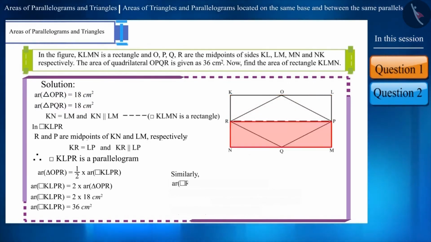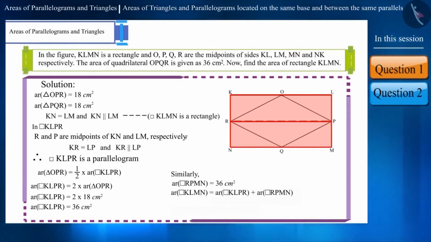Similarly, the area of parallelogram RPMN will also be 36 square centimeter. And these two consist of rectangle KLMN. And the area of quadrilateral KLMN will be equal to the sum of the area of quadrilateral KLPR and RPMN. Thus, we get the area of rectangle KLMN is 72 square centimeter.